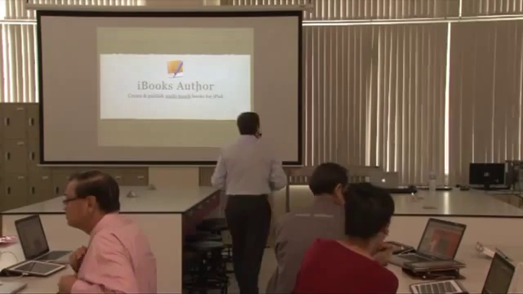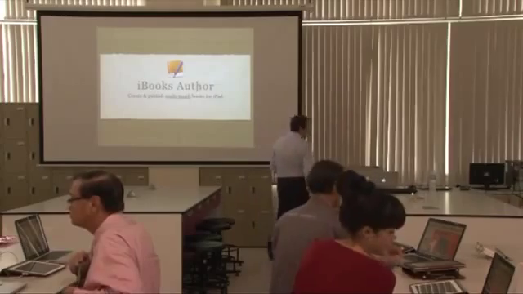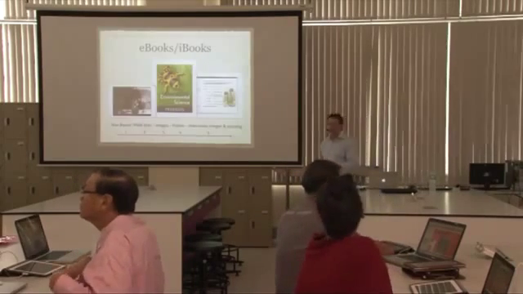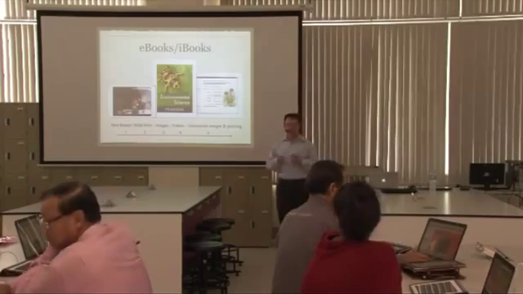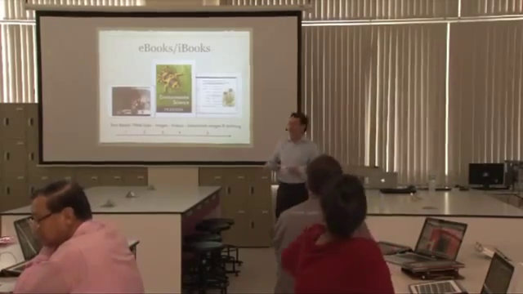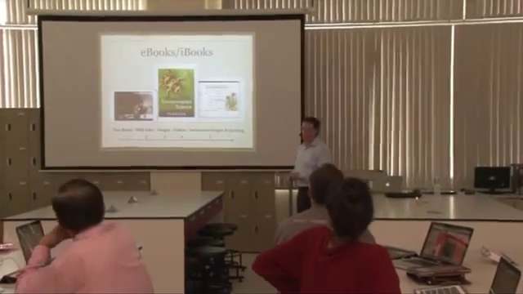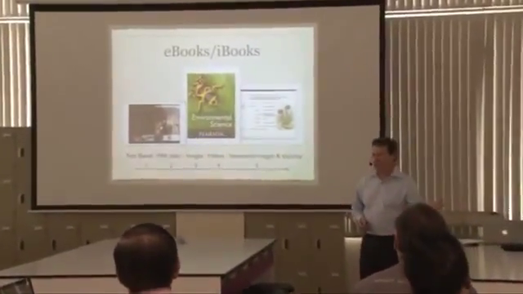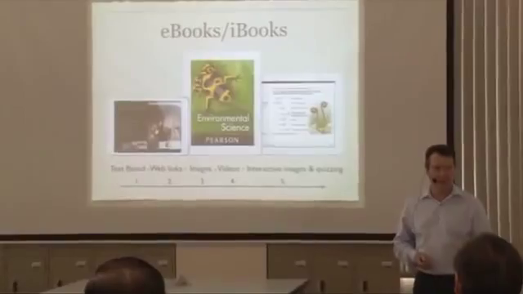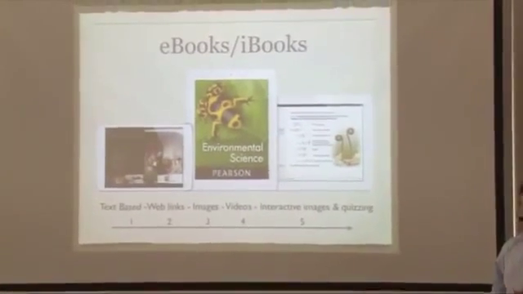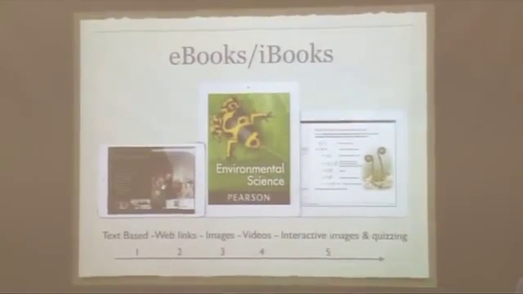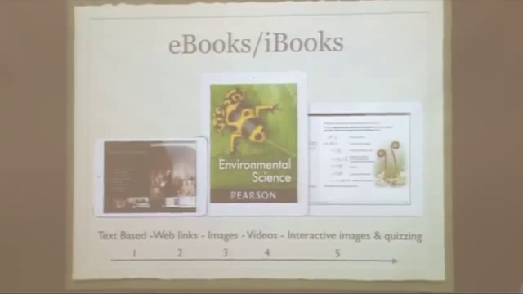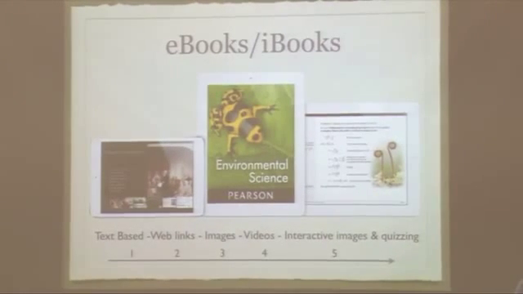So an electronic book can have a variety of interactive content on it. You can start from level 1, which is just text only. So you can have an electronic book that's just text. There's not very much interactivity with text. Then you can move to level 2, where there's web links. So that's a bit of interactivity. You can click on a link and it'll jump out to a web page.